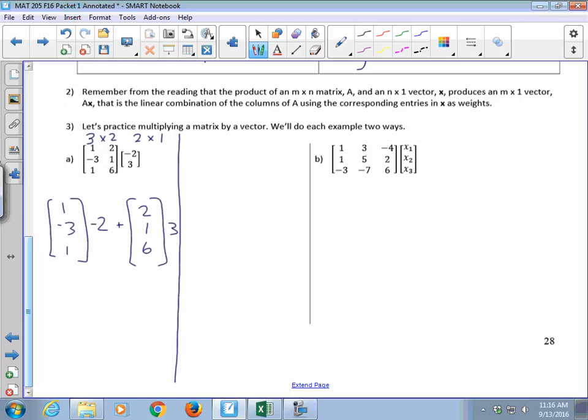And then we simplify this. So I'm going to have -2 plus 6 is 4. And then -3 times -2 is 6, plus 3 is 9. And 1 times -2 is -2, plus 18 is 16. So you get 4, 9, 16.